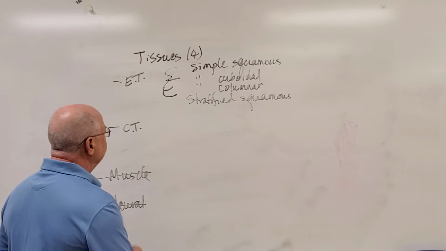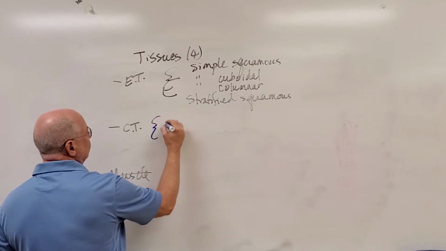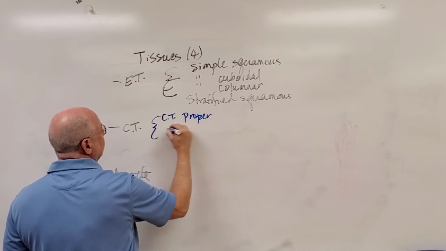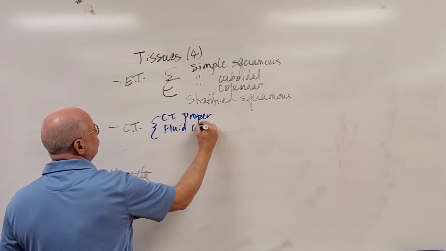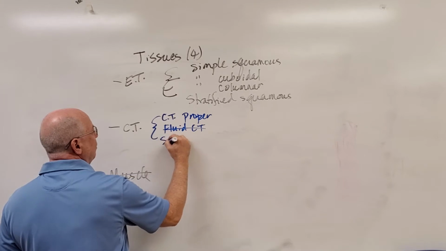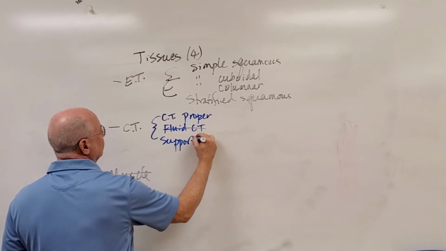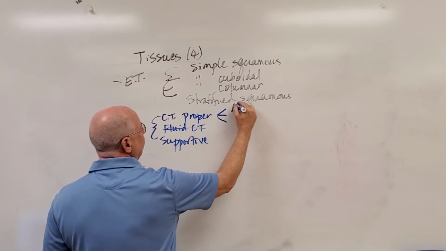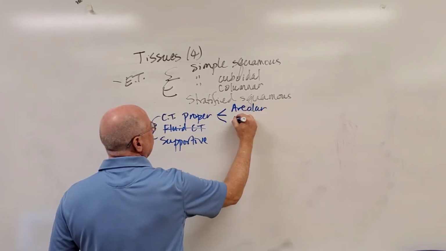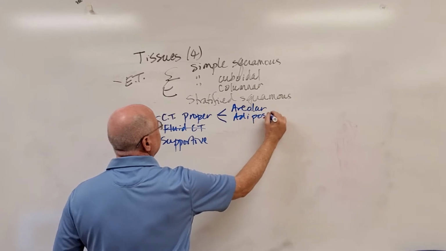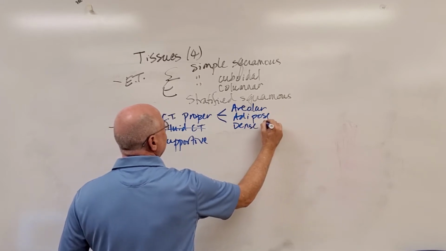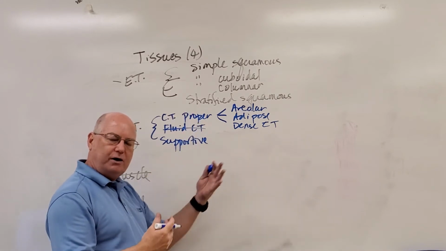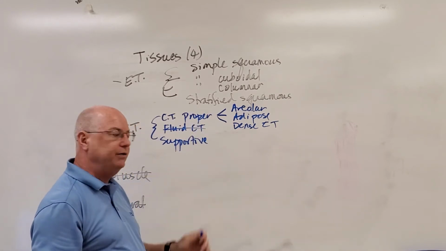Then for connective tissues, we did three subtypes. We did connective tissue proper, we did fluid connective tissues, which we're not really looking at, and now we're going to do supportive connective tissue. For connective tissue proper, there were three that we looked at. We looked at areolar, we looked at adipose, and we looked at dense connective tissue. And you should be able to draw those slides and label them or pull the slides up online and be able to identify all the stuff we've talked about.